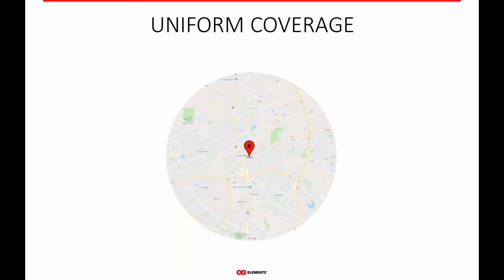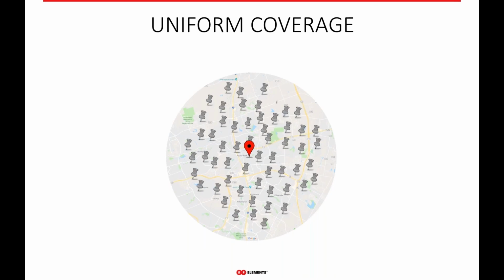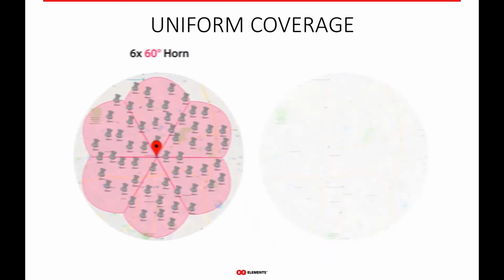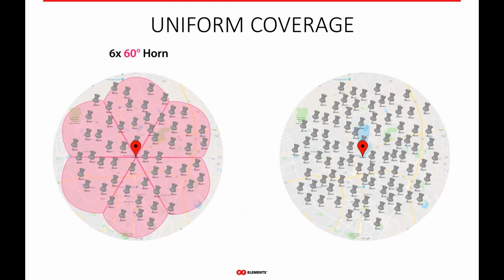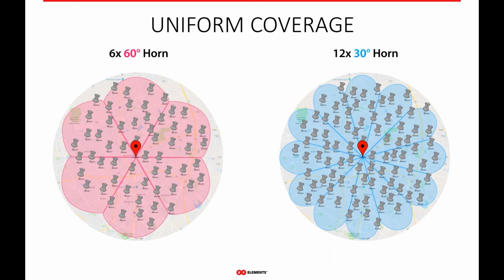So in the uniform coverage, again, it's quite simple, right? This is where you use 6 60-degree horns or potentially 12 30-degree horns based on distance, density, and number of customers. So this is the uniform coverage. It's quite simple. It's just your basic geometrical shapes that most people build their towers based on. So there are many different types of uniform coverage.